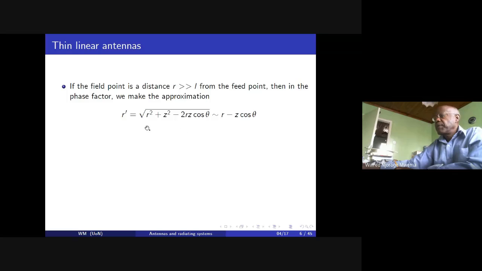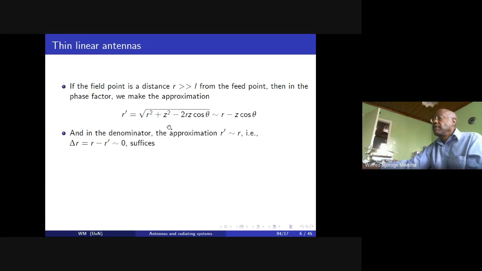Therefore, when we take the binomial expansion, we shall see that R prime is just going to be given by R minus Z cos theta. In the denominator, we assume that since the field point is very far, those two are approximately equal, and therefore delta R, R minus R prime, equal to 0 will suffice. The reason we don't assume the same for the exponent in the propagation factor is because K can be large, and therefore the electric length can be large as well. So we can't make those kinds of assumptions as we do for the magnitudes in the denominator.